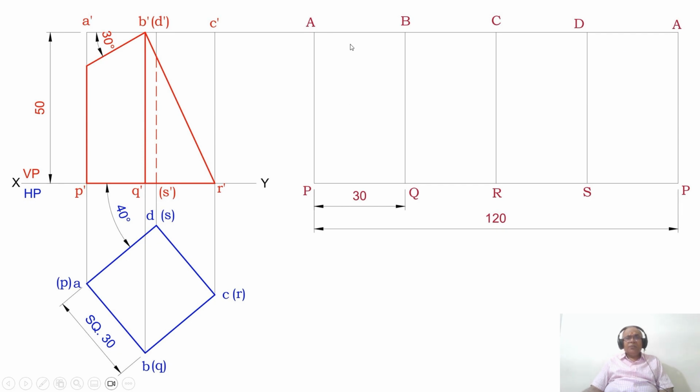Then, draw a vertical line from each of these points. That is from B to the bottom line, from C to the bottom line, D to the bottom line and A to the bottom line. And you mark this point as capital Q, capital R, capital S and capital P. So capital PQ will have 30 mm and capital P to P is 120 mm. That is 30 into 4. So once you do that, this is the development of the square prism without considering the section plane.